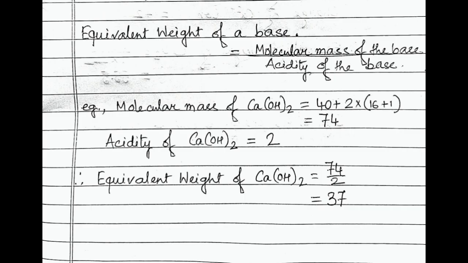Similarly, we can find out the equivalent weight of a base by dividing the molecular mass of the base by the acidity of the base. For example, if we want to calculate the equivalent weight of calcium hydroxide, the molecular mass of calcium hydroxide is 74 and the acidity of calcium hydroxide is 2. So the equivalent weight of calcium hydroxide is equal to 74 by 2, that is 37.